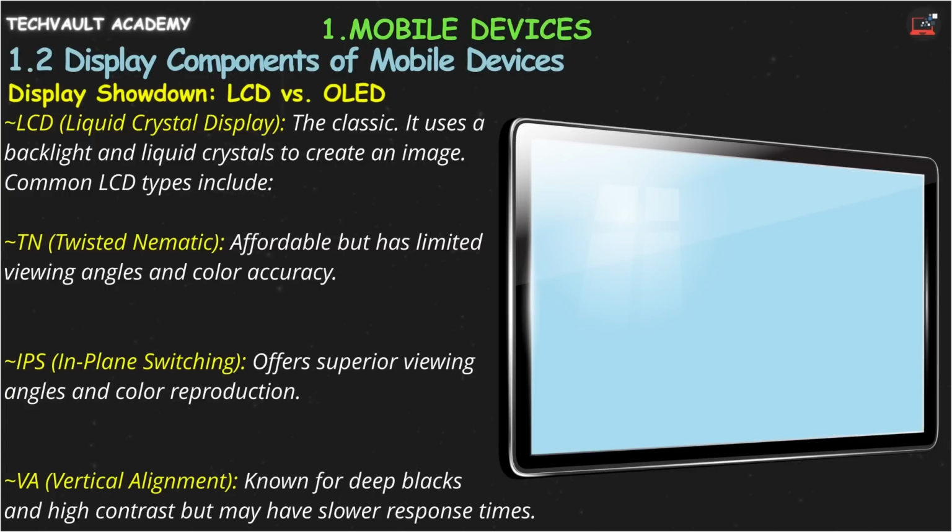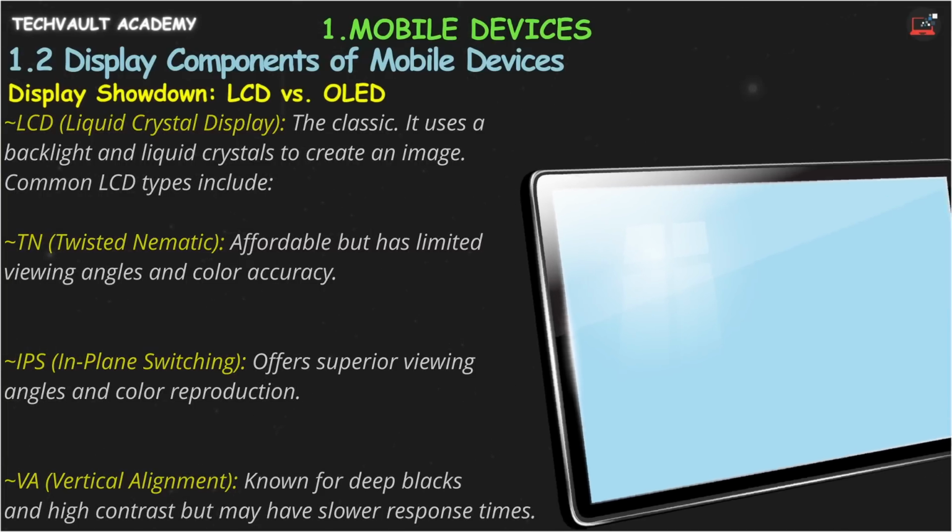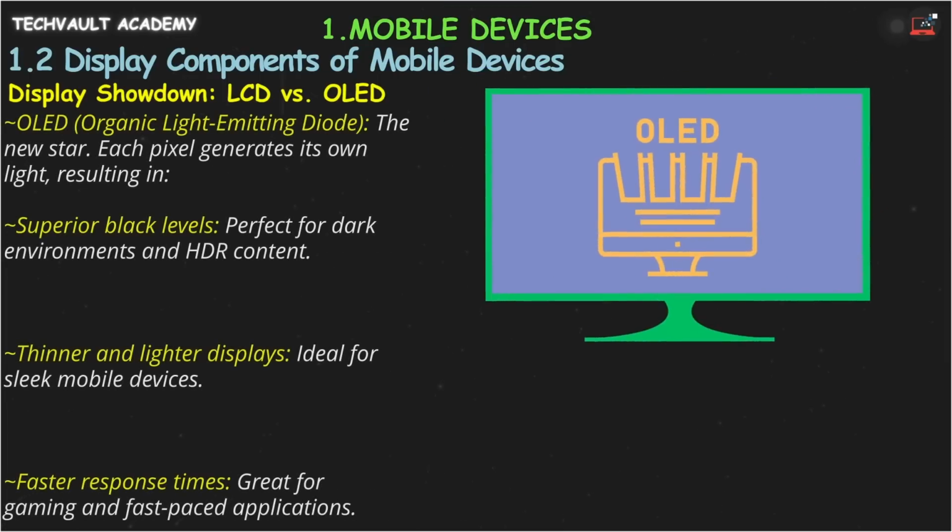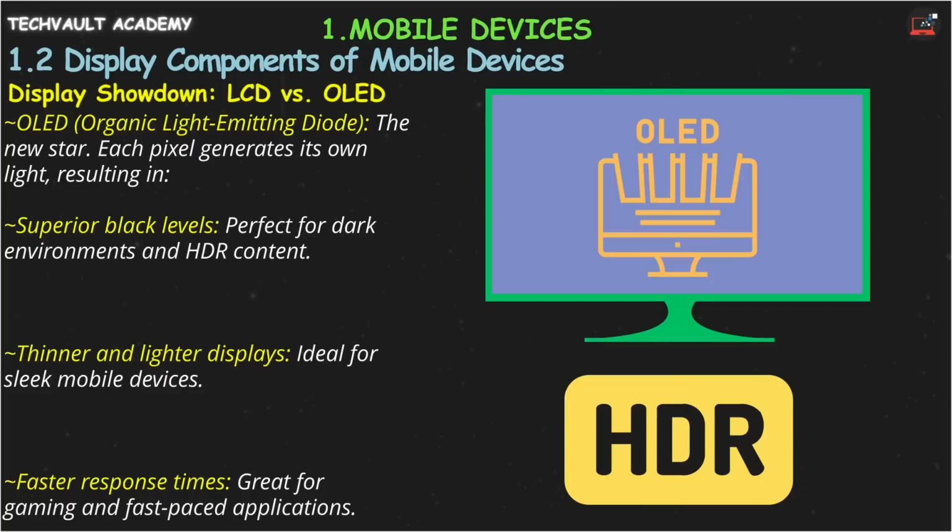IPS, in-plane switching, offers superior viewing angles and color reproduction. VA, vertical alignment. Known for deep blacks and high contrast, but may have slower response times. OLED, organic light emitting diode, the new star. Each pixel generates its own light, resulting in superior black levels, perfect for dark environments and HDR content, thinner and lighter displays, ideal for sleek mobile devices, and faster response times, great for gaming and fast-paced applications.